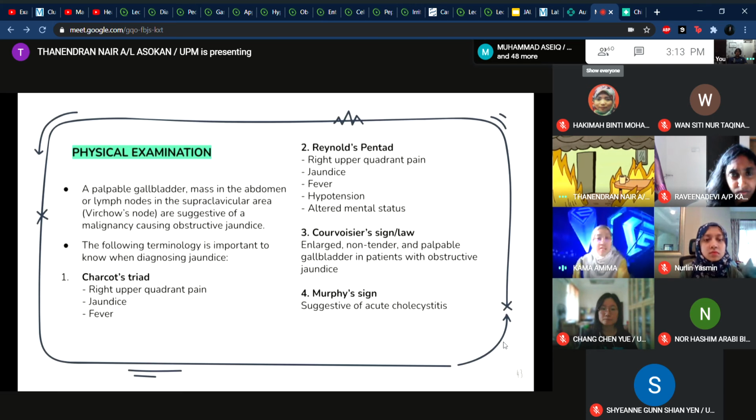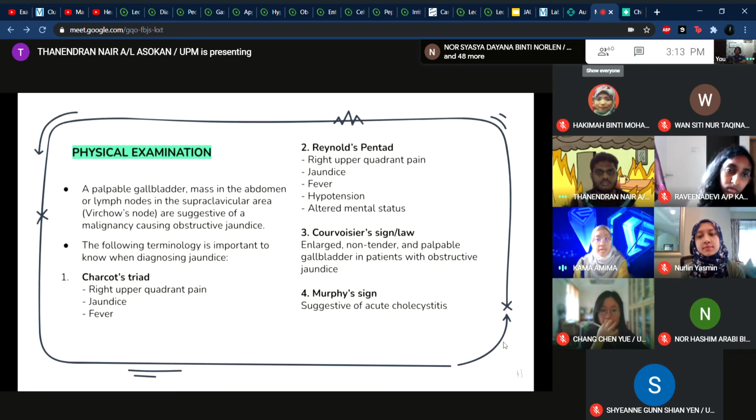Okay, so for physical examination, a palpable gallbladder, a mass in the abdomen, or lymph nodes in the supraclavicular area, also known as Virchow's nodes, are suggestive of a malignancy causing obstructive jaundice. So the following terminology is important to know when diagnosing jaundice. The first one is Charcot's triad, which is the combination of jaundice, fever, usually with rigors, and right upper quadrant abdominal pain. It occurs as a result of ascending cholangitis.